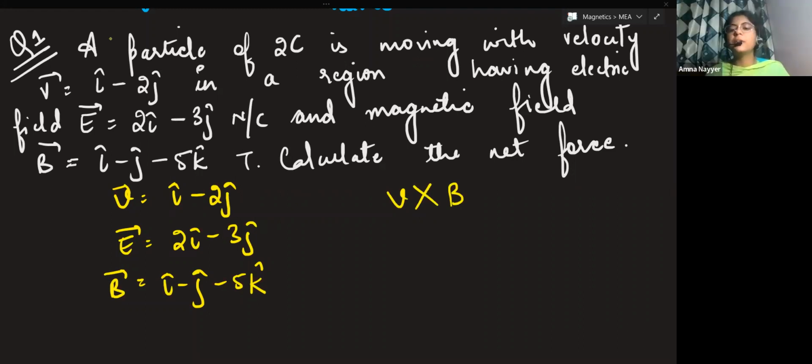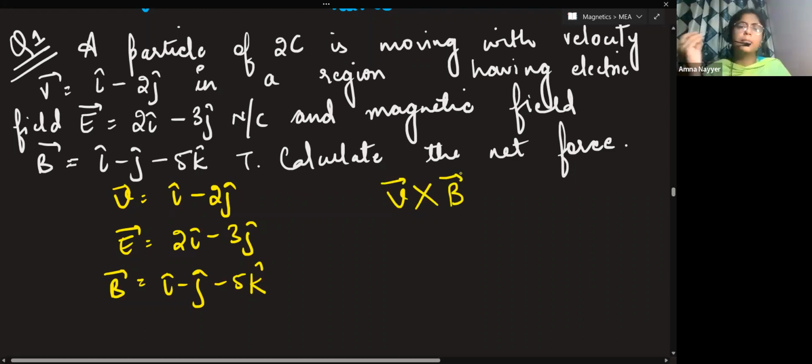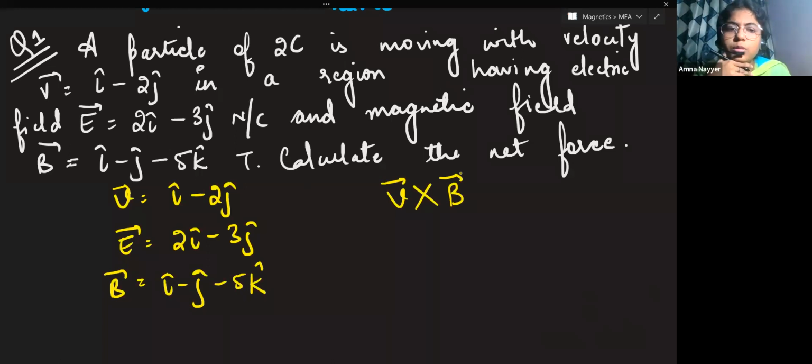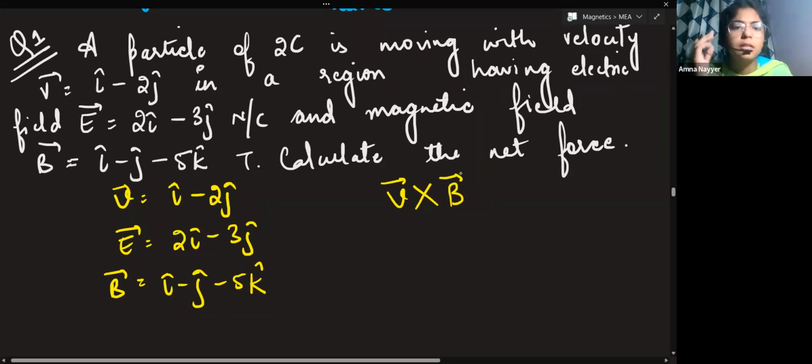Now V cross B we have to find first, because once you have found V cross B, then the whole question solving is easier. So I think no more answers are coming. Only one student has tried the question. Any answer coming? Let's discuss it then.